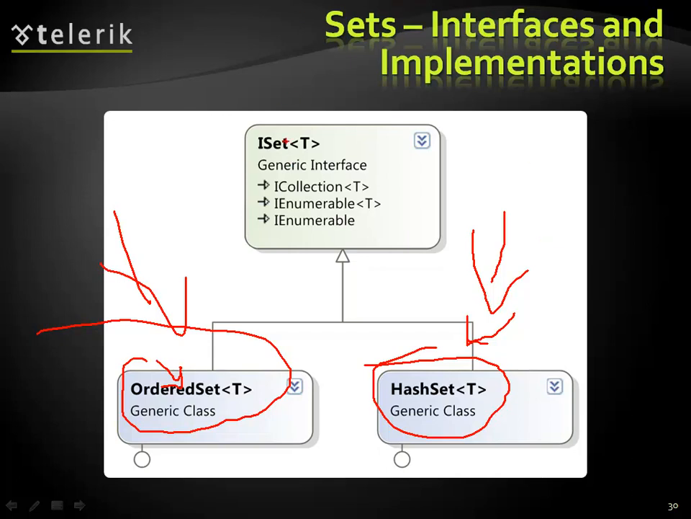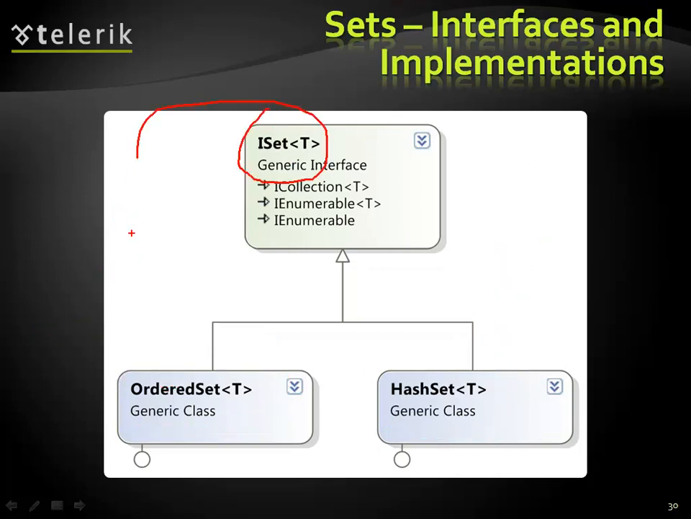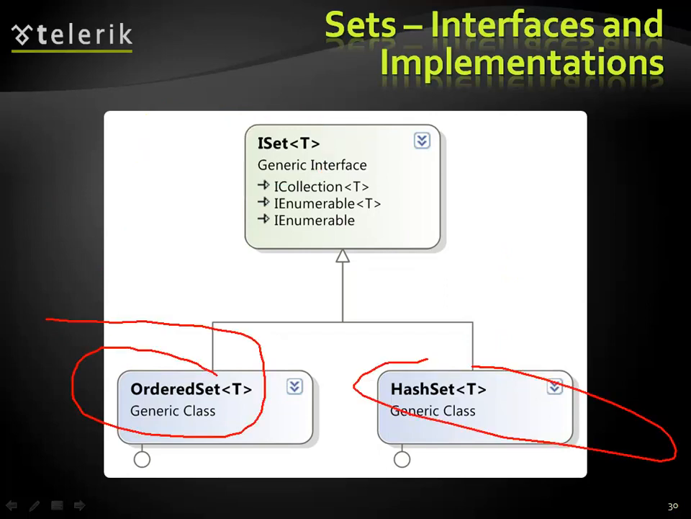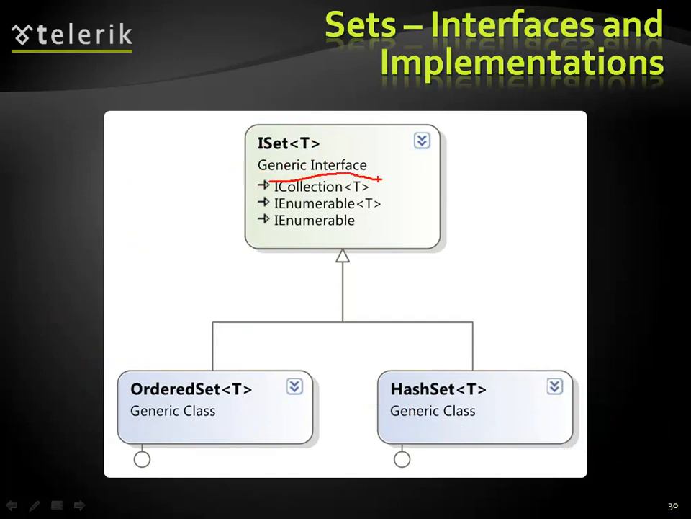No, iSet is, you can't create an iSet. You can create an ordered set or a hash set and then put it into an iSet. You can consider the iSet as a remote control. You say which one it controls. You create the TV. This is the TV, and you say I will use the TV through this. That's why it's called an interface.